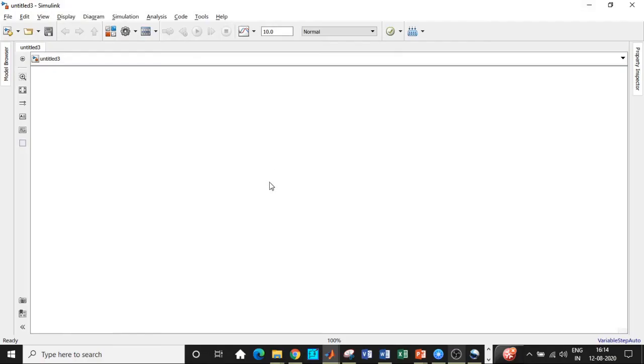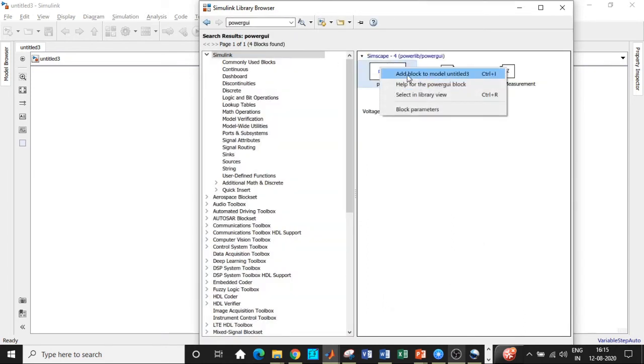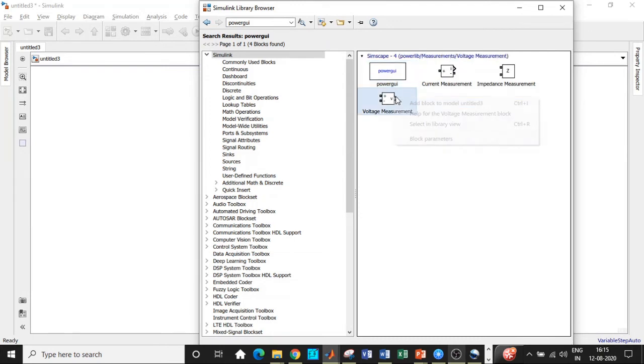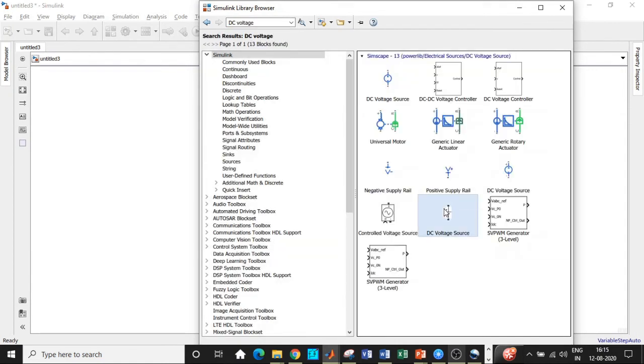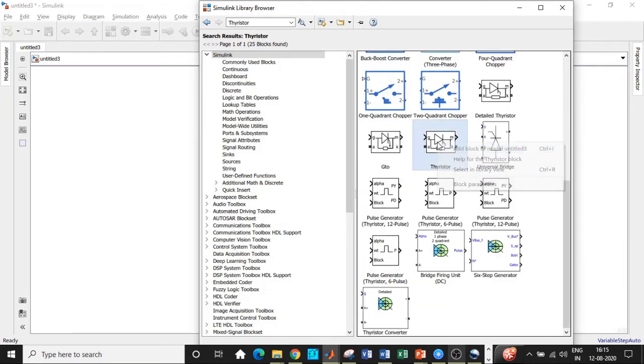Alright, here we are. Click on Simulink library browser. We need certain blocks that we can directly search over here. Search for the powergui block, and you'll be getting it over here. Add this block. This is very important for the simulation process to take place. We need a voltage measurement block and a current measurement block to measure the voltage and current respectively. So add those blocks as well. We need a DC voltage source because the supply here is DC for the thyristor. So add that block as well. We also need a thyristor, so search for thyristor THY. If you search for thyristor, you will be getting it right away at the bottom over here. So add that block as well.